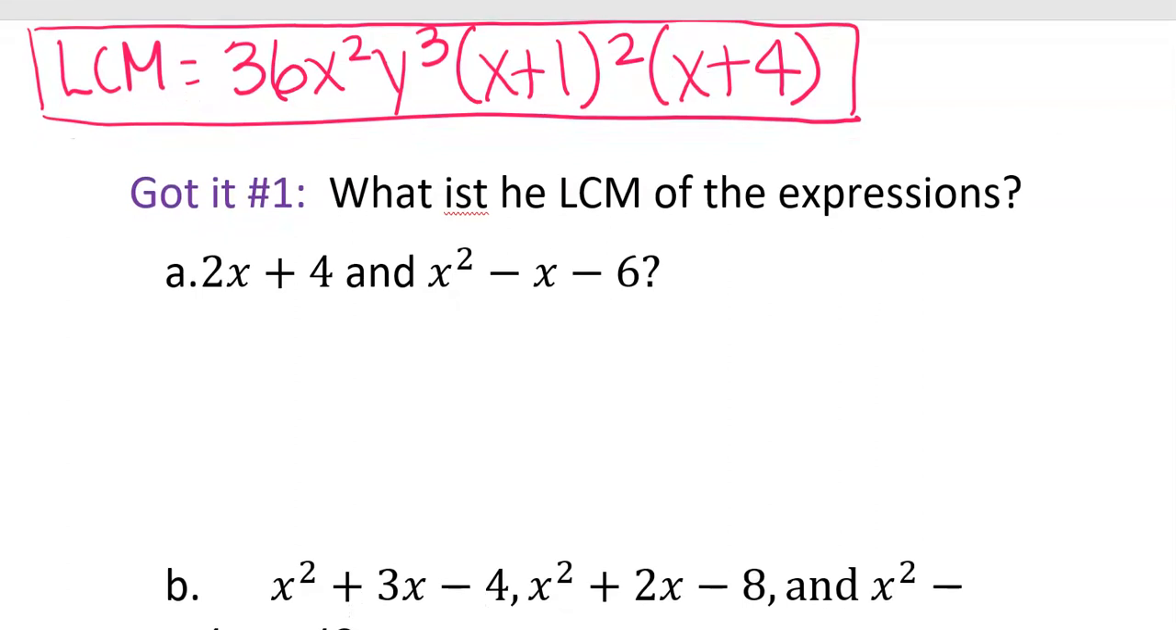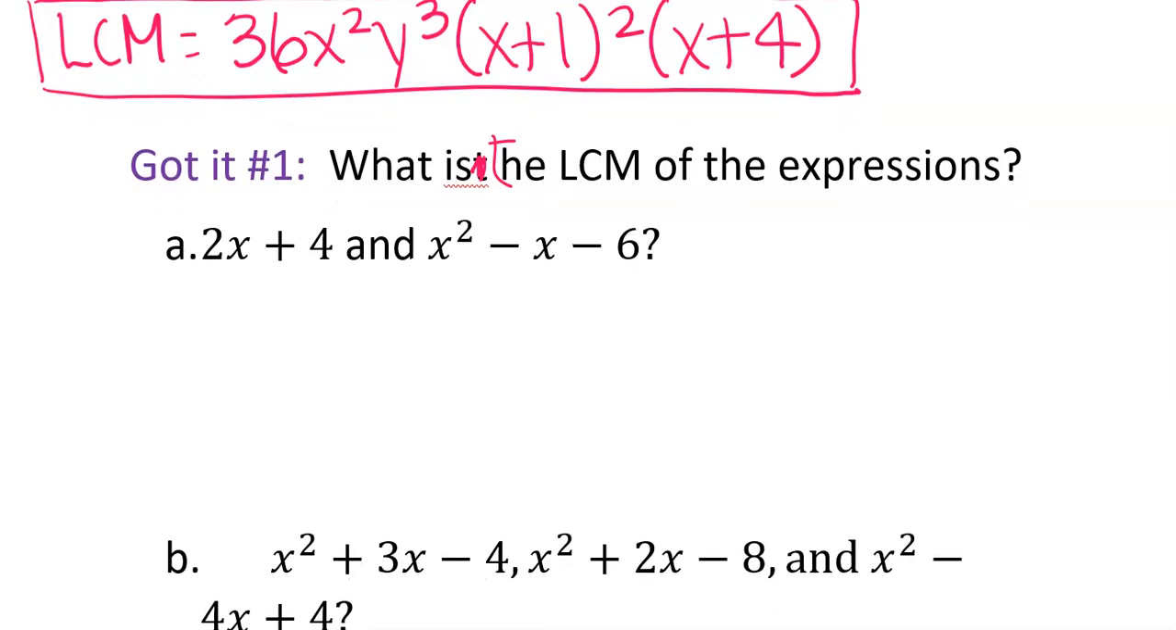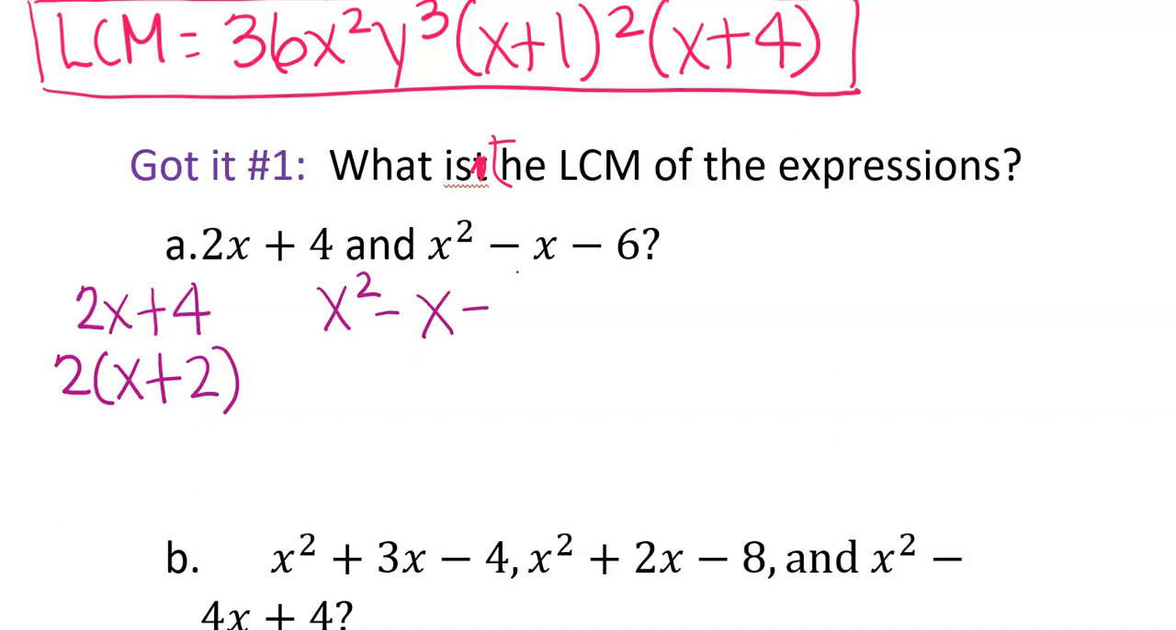So you can pause the video now and work on the Got It question number 1. Check your answers when you're done. This should be: what is the LCM of the expressions. In the first one, we're going to do 2x plus 4 and x squared minus x minus 6. So looking at 2x plus 4, we can factor a 2 out and we get x plus 2. Looking at x squared minus x minus 6, we get x minus 3, x plus 2.